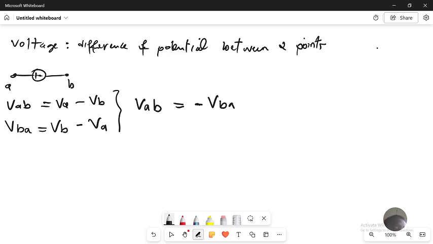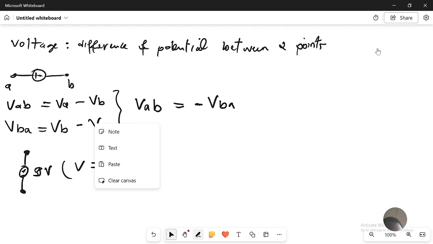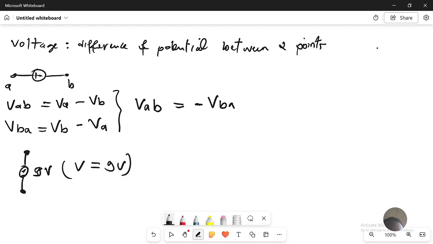Let's say for example we have a source of 9 volt. If I write 9 volt, it means the potential at the positive terminal minus the potential at the negative terminal gives me 9 volt, so V equals 9 volt. Volt is the unit of voltage. So this source has a maximum voltage of 9 volt. That's the voltage of this source.